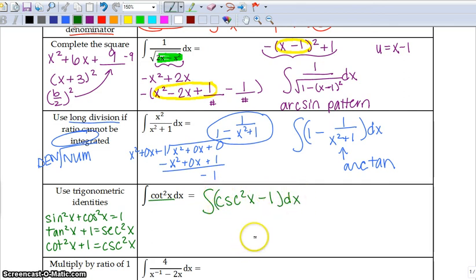So now we have to remember, how do we integrate trig? Well, who was cosecant squared? That would be negative cotangent x.